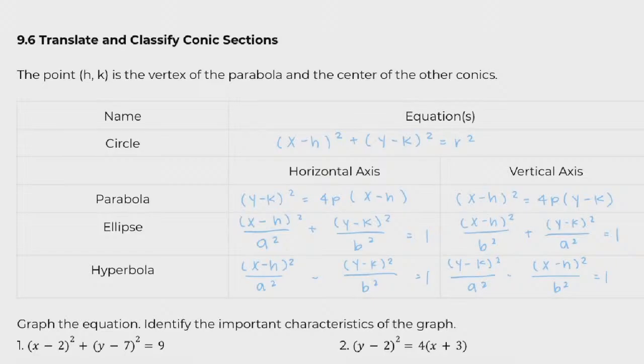Hello, today I'll be going over 9.6, which is translate and classify conic sections. In the previous sections, all of the centers were at (0, 0), but this time the point (h, k) is the vertex of the parabola or the center of one of the other conics, so the circle, ellipses, or hyperbola. So here is how the different equations are going to change when the center isn't at (0, 0) and at (h, k) instead.